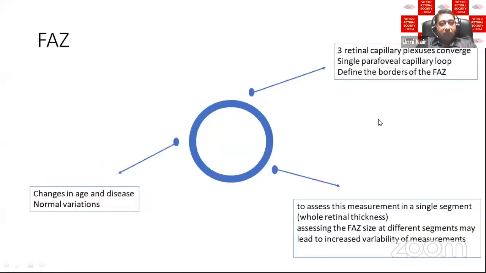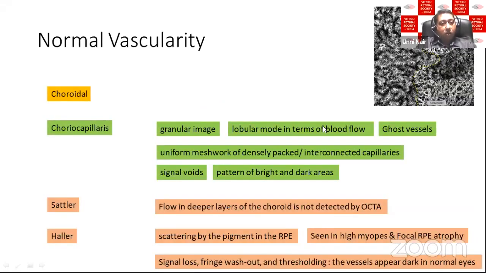The FAZ is very interesting because the newer and newer concepts say when you want to measure the FAZ, you have to use the whole retinal thickness because all the three plexuses converge at the FAZ, and the best way to measure it is to take the whole retinal thickness. The choriocapillaris is a granular layer. It has ghost vessels also, but there's a concept of signal voids which do not correspond to empty choriocapillaries. They are an imaging pattern.